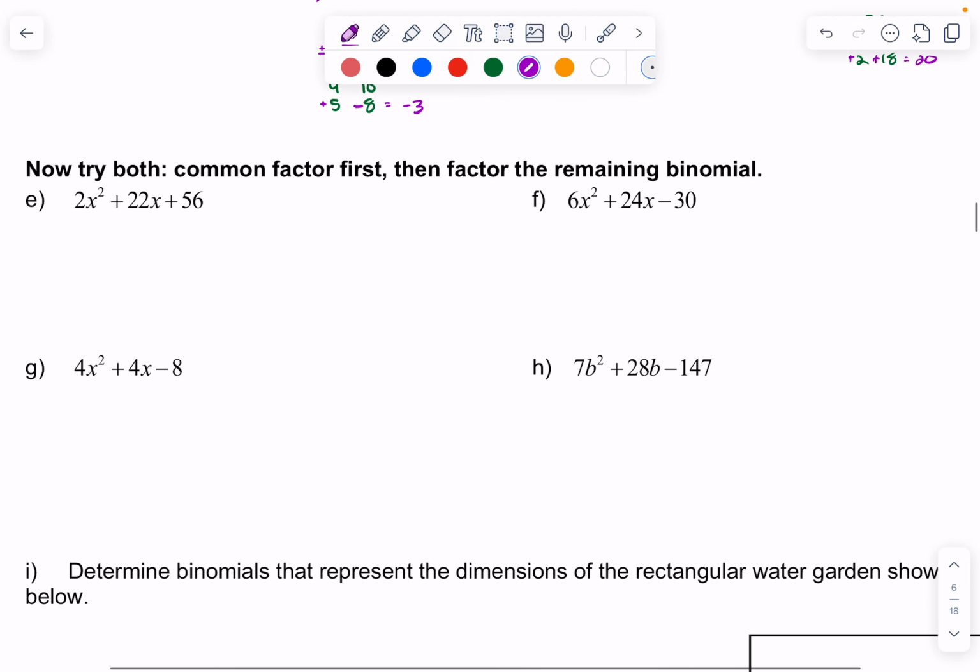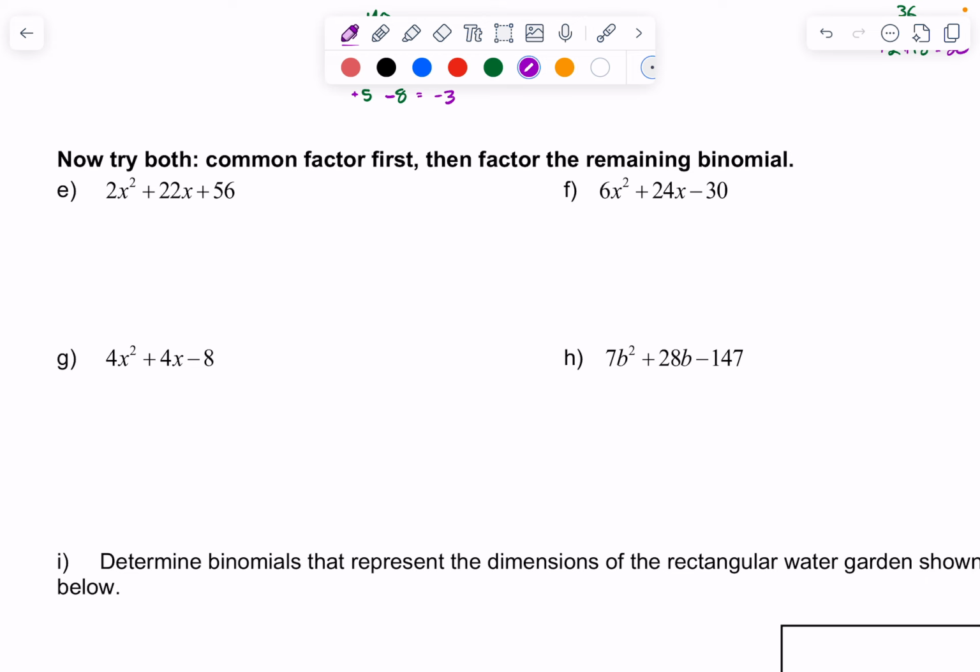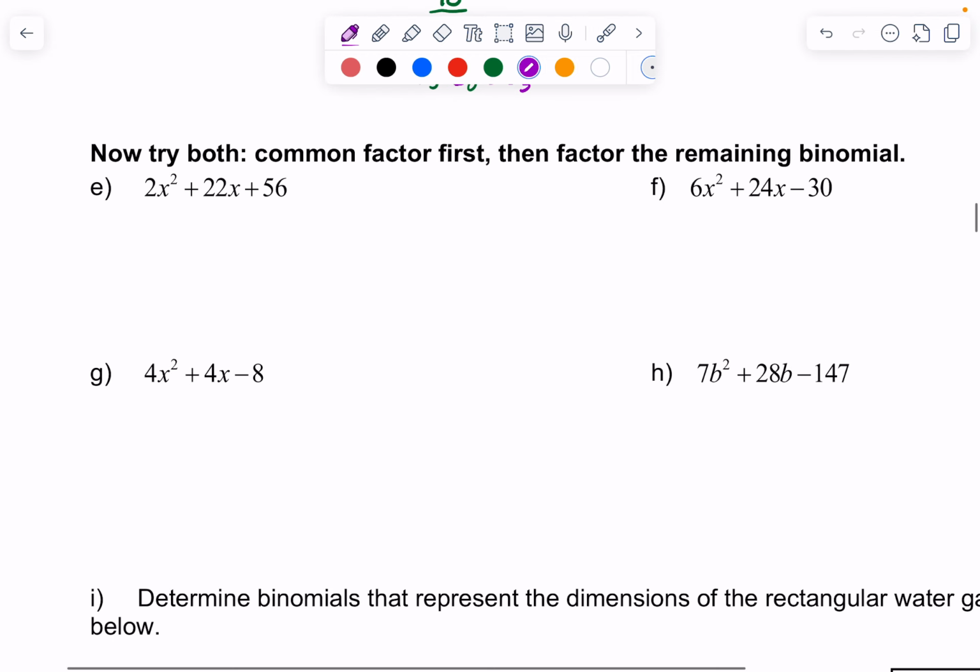So now try both common factoring first, then factoring the remaining binomial. So notice how at first glance here, you're not dealing with simple trinomials because here the a is 2, here the a is 6, here the a is 4, and here the a is 7. And remember, for it to be simple, a has to be 1. So this is where the common factoring comes first, okay?